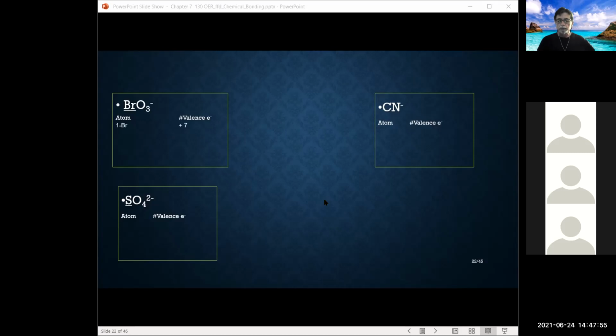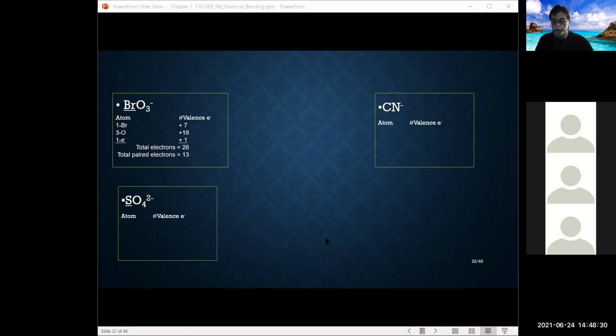Okay. So no different. We got 1 bromine, has 7 valence electrons. We have 3 oxygens, each one brings 6. So that gives us a total of 18 valence electrons. And then it's got a negative charge, so we need to add one more to it. So that gives us a total of 26 valence electrons or 13 pair. Bromine is the central one.